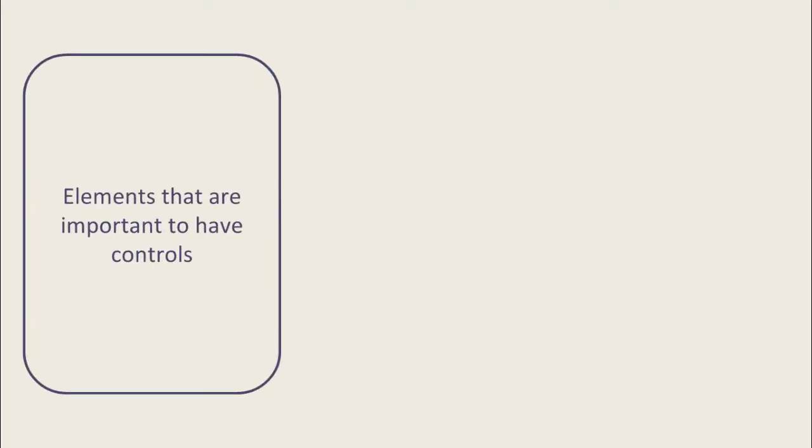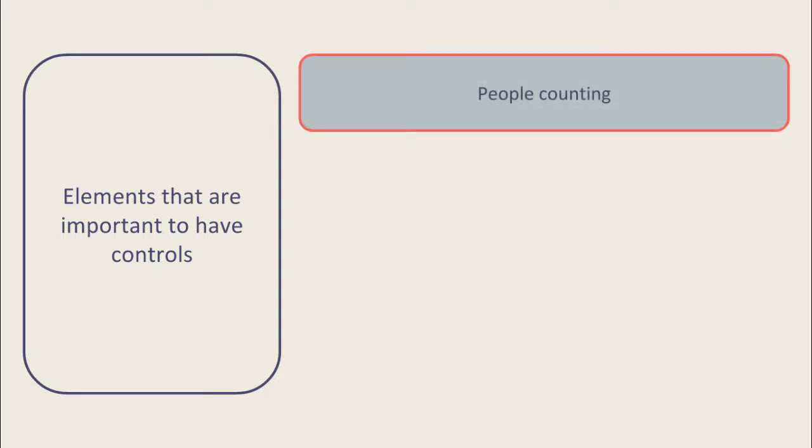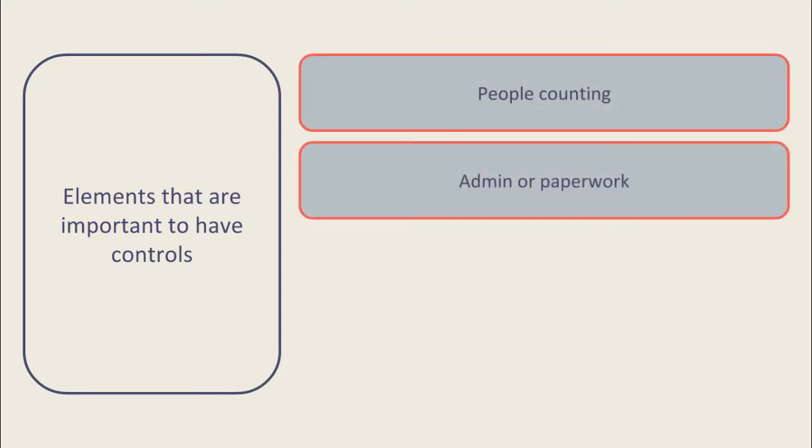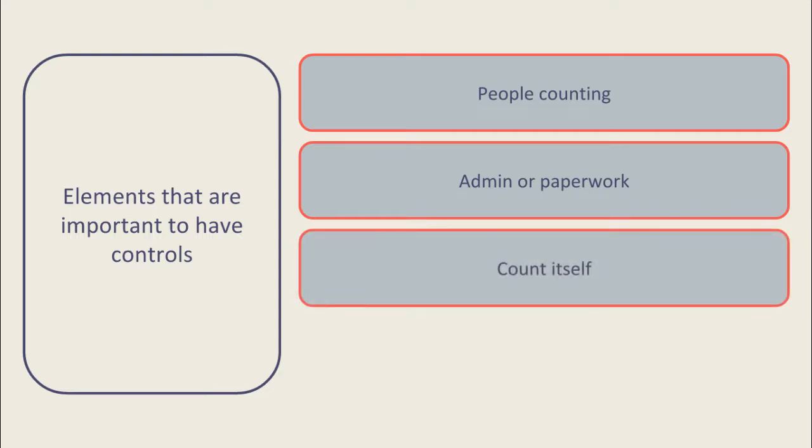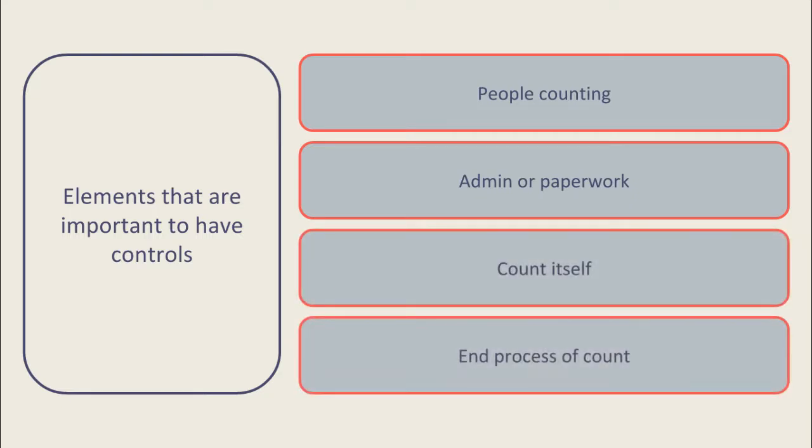There are elements of the count that are important to have controls. These are the people counting, the admin or paperwork, the count itself, and the end process of the count.